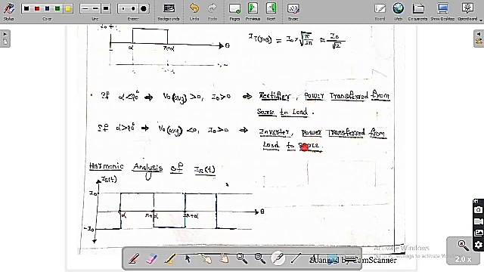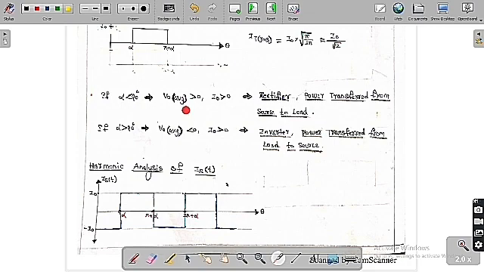Whereas in the second case it is converting DC to AC, so we can say it is acting like an inverter. In the first case it is converting AC to DC, meaning it is acting like a rectifier. In the second case it is converting DC to AC. So we can say it is acting like an inverter.